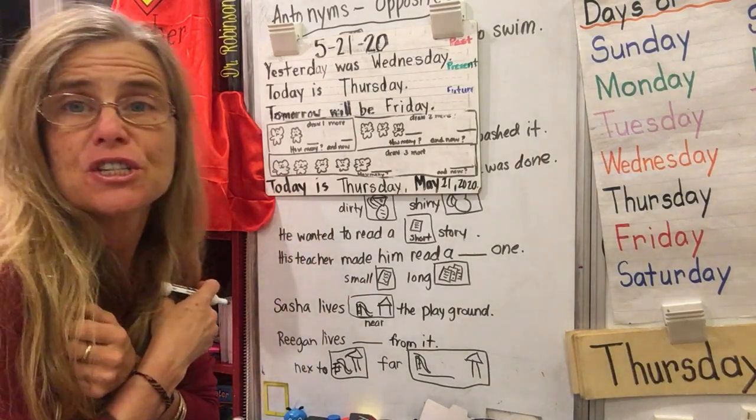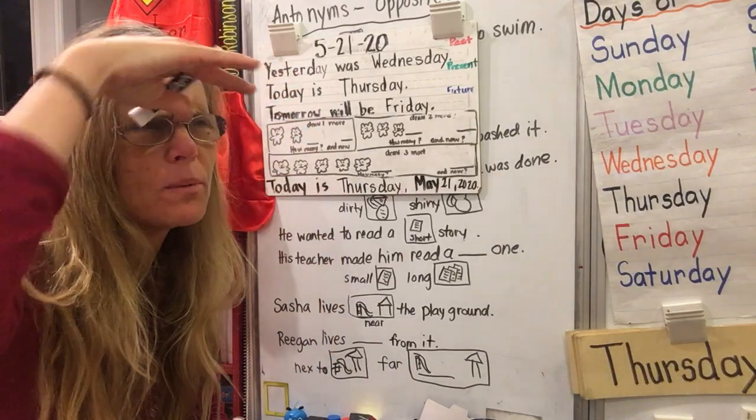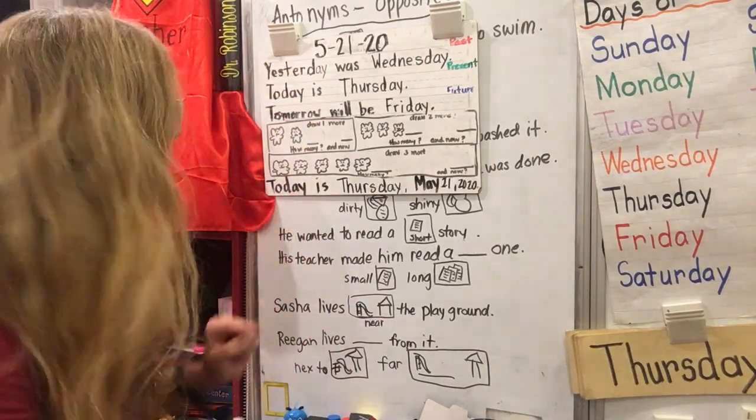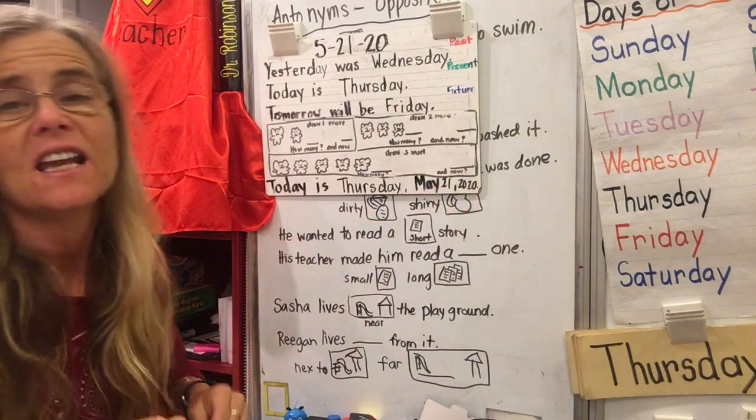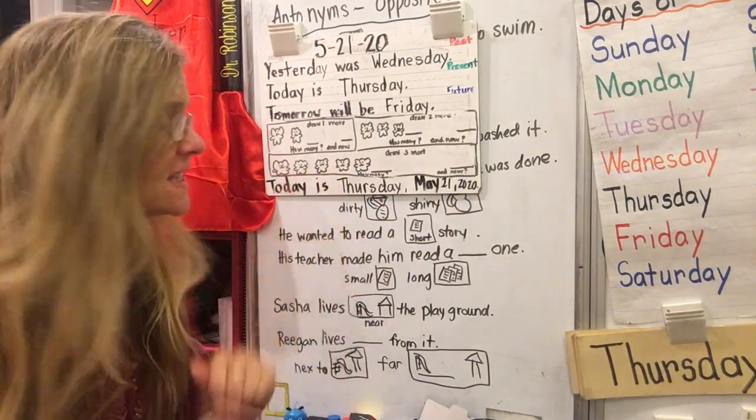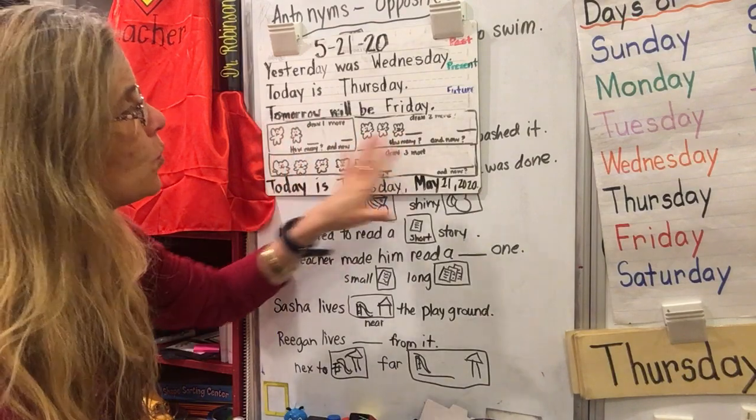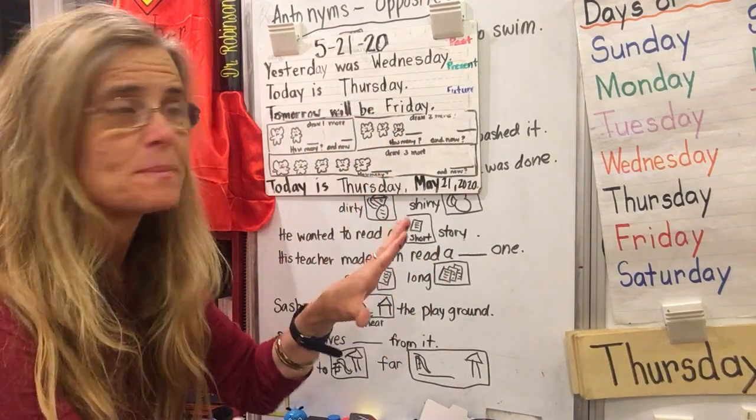Yesterday was Wednesday. It's in the past. Today is Thursday. It's in the present. Tomorrow will be Friday. That's in the future. Today is Thursday, May 21st, 2020. Now for our Nano-Lesson, we have 3 math problems here.